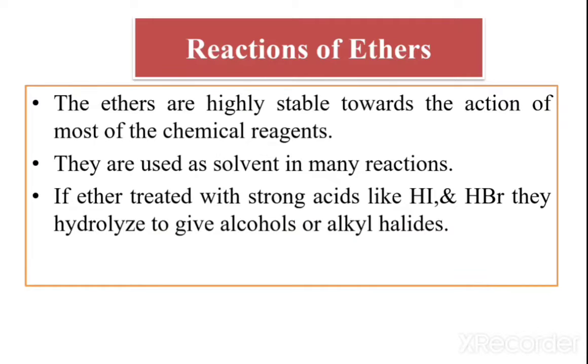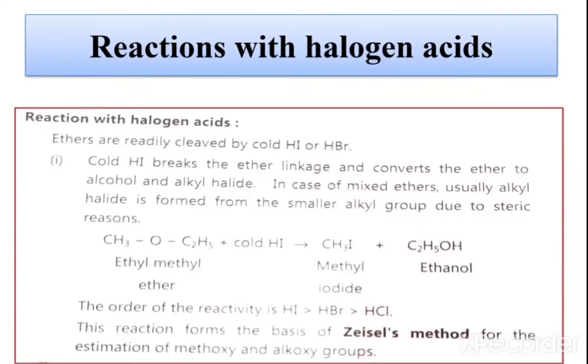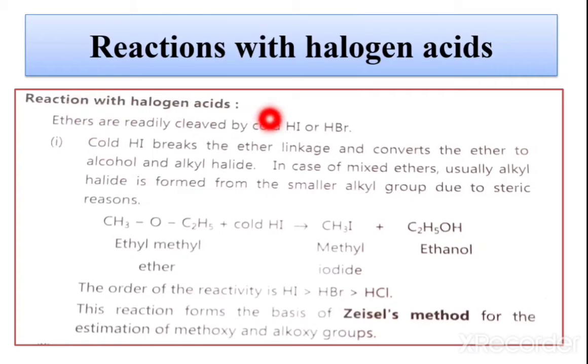Okay, we discuss in detail reaction with halogen acids. In the reaction with halogen acids, the ethers are readily cleaved by cold hydrogen iodide, that is HI or HBr. Number 1, when ether is treated with cold HI, this is the structure of ether. There is cleavage of this ether molecule and we will get alcohol plus alkyl halide. That means there is formation of alcohol plus alkyl halide.